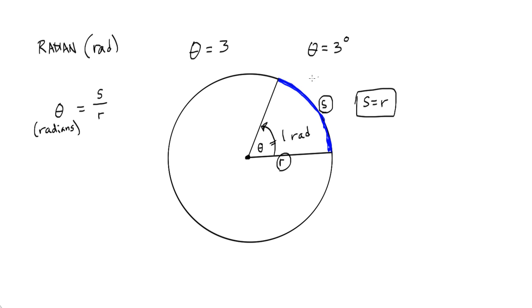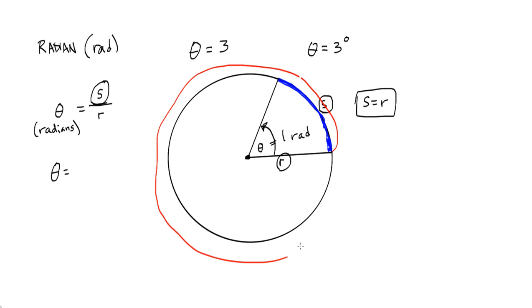Okay? So let's get a little more specific with radians. Let's talk about a full circle, one time completely around the circle. Let's do our formula again. So theta equals the length of the arc. Well, what's the length of an arc all the way once around a circle? It's the circumference of the circle. The arc measurement going all the way around the circle.